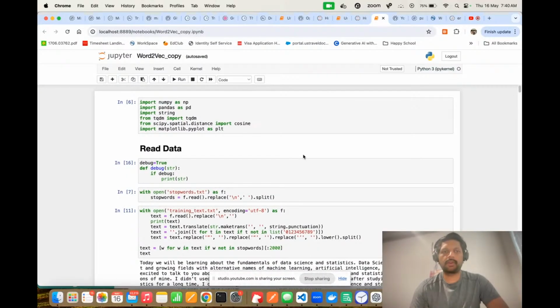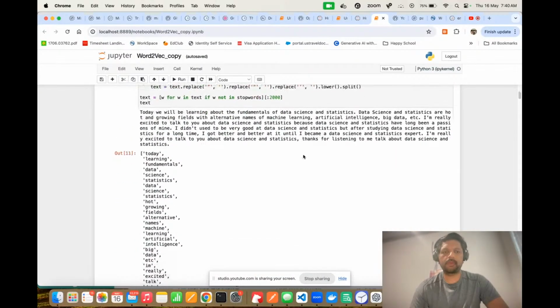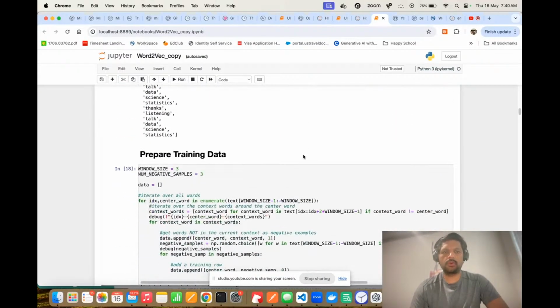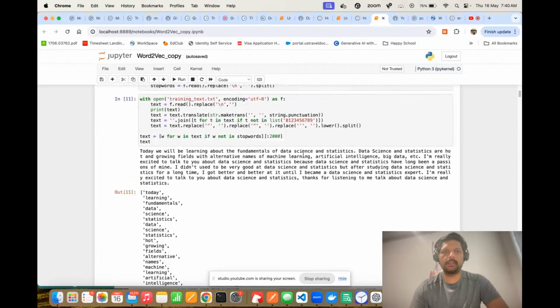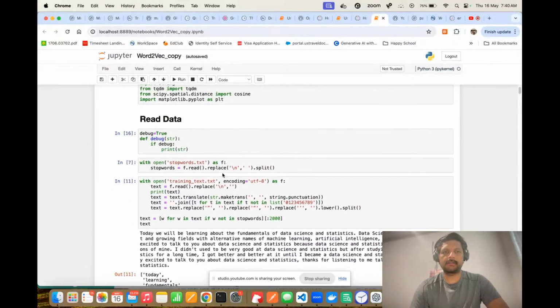So yesterday we looked at this code. These are the text. He has taken some training text, and in the training text he's actually removing certain stop words to start off.